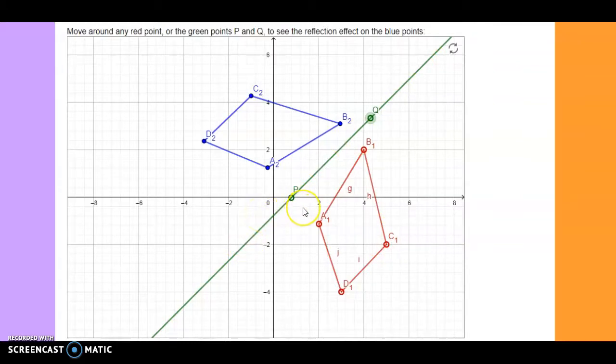But we will be doing line of reflection when the X and Y axis are not the line of reflection. So you might have X equals 4, you might have X equals -4, Y equals 2, Y equals 1, anything like that. So make sure you're familiar with that.